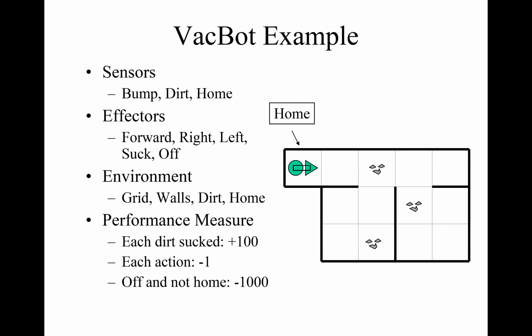And then the performance measure, I would define it, it's often defined in an incremental way, which is what I've done here. So we'd start with a 0 score, and every time you suck up some dirt, we'll give you plus 100 to your performance score. Every action is -1. Why might that be? You want to do it as fast as possible. Right, we're consuming electricity, so that isn't free. So we don't want the agent just spinning around endlessly.